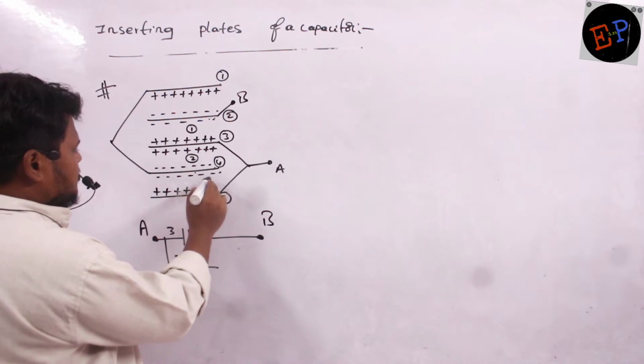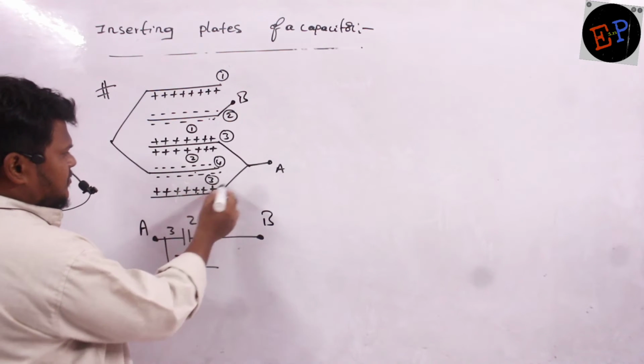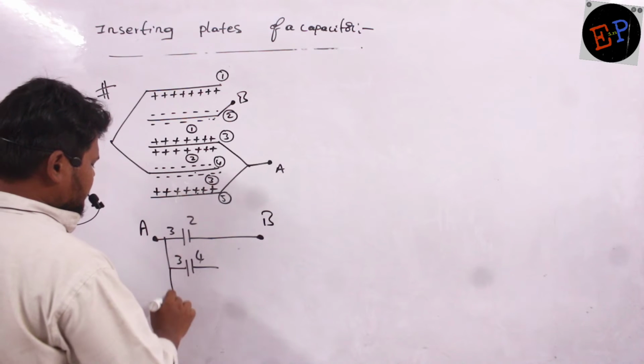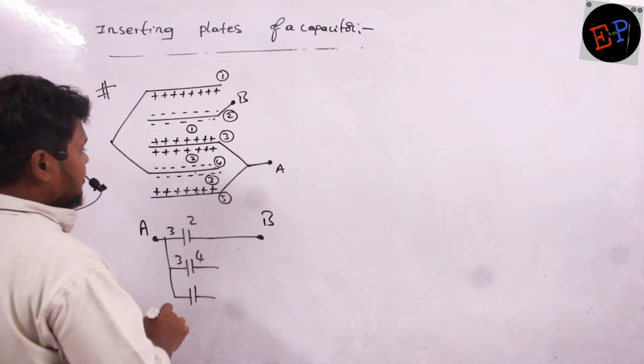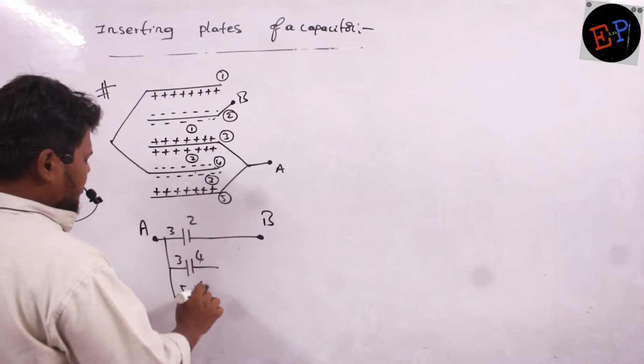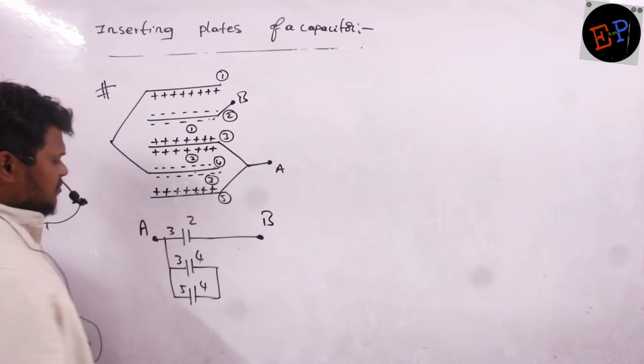5 and 4 also will form one capacitor. 5 is connected to plate A only, no? It means these two capacitors are in parallel. So this is 5 and this is 4. I can join both of them like this.